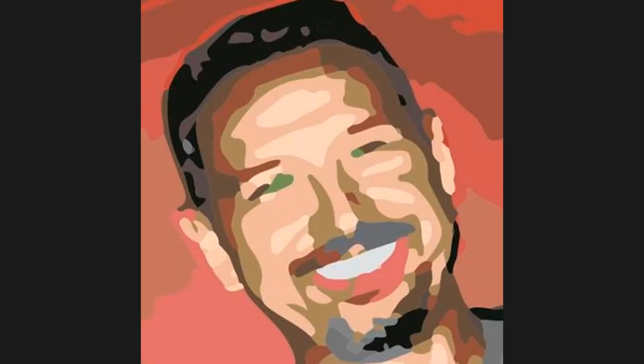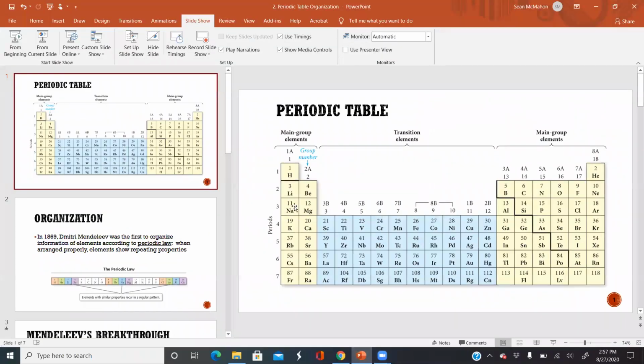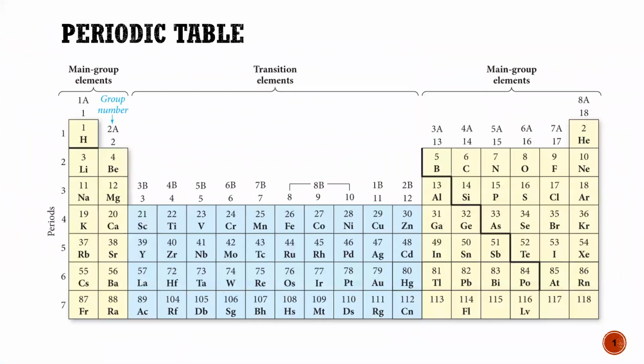So I'm going to go ahead and start this video showing the overhead and walking you through the basic organization of the periodic table. So in the periodic table, we can see right off the bat a couple of things that are pretty obvious. One, it's organized in rows and columns. Except on the periodic table, we're going to define rows as periods. So row 1, hydrogen and helium, would be referred to as period 1. Row 2, or period 2, would be lithium all the way down to neon, and so forth.